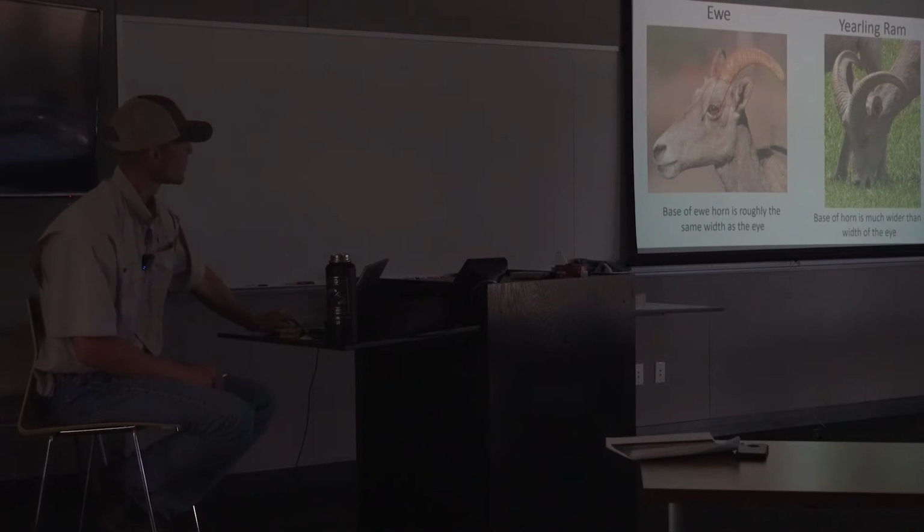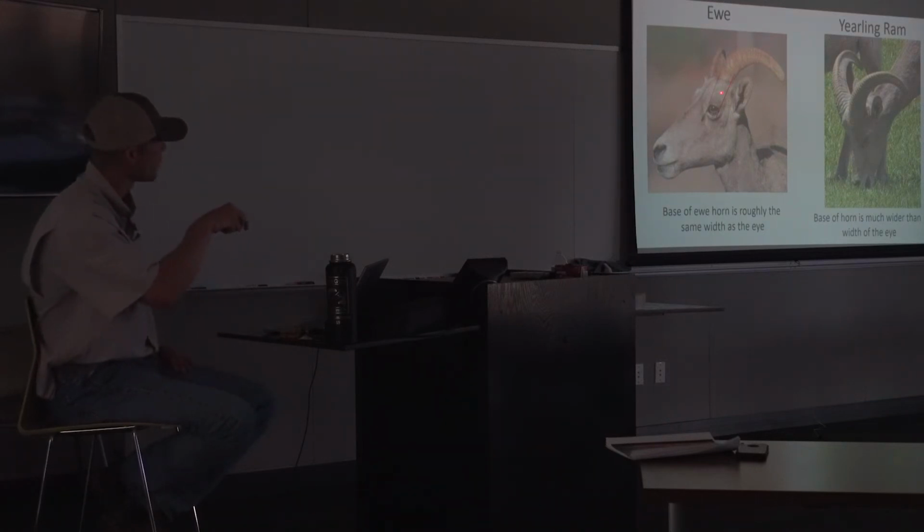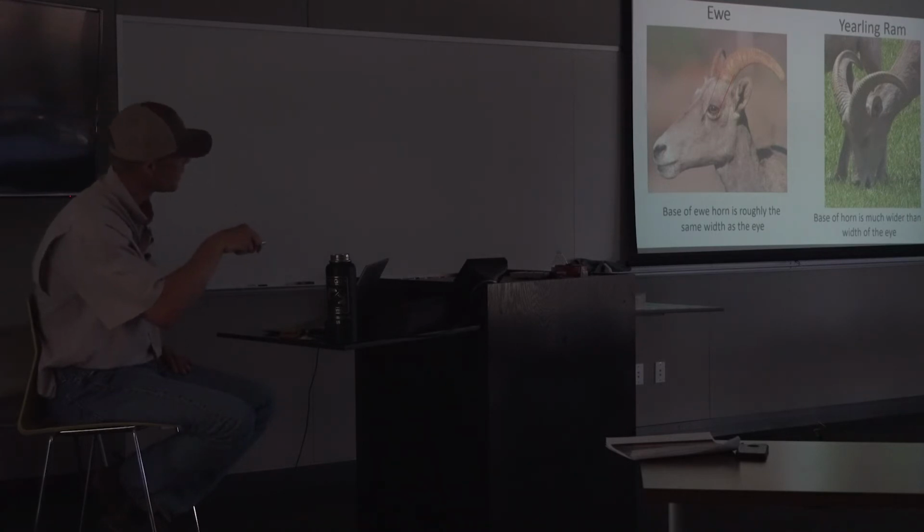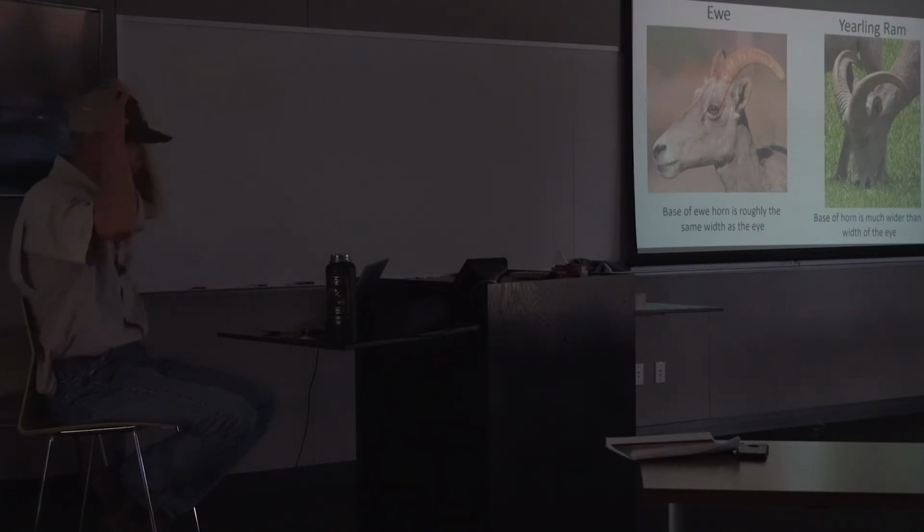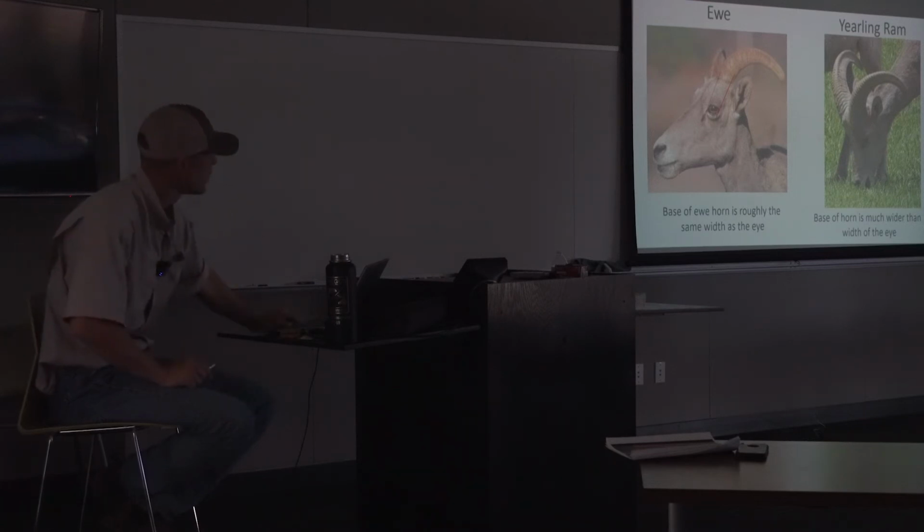Here's a good comparison of a ewe to a yearling ram. So what you can see here, base of the horns, about as wide as the eye, and it's got that crescent shape. The yearling ram, much wider than the eye. The shape is pretty similar, but when you're looking at these from the front, they're generally going to be out a little more than a ewe. Not all the time. Some ewes will have kind of outwardly curved horns, but most of them are going to be more straight.